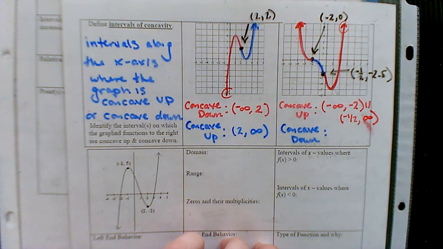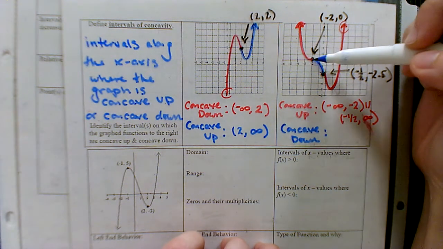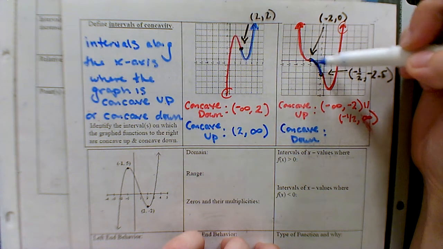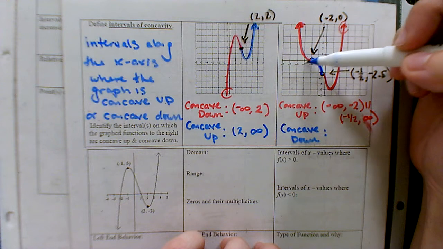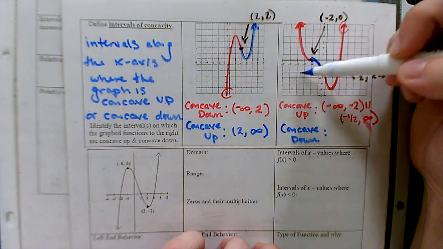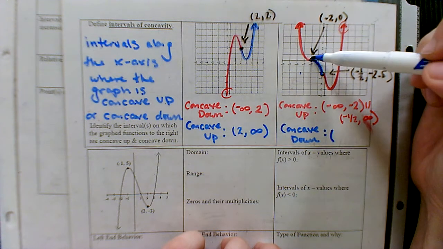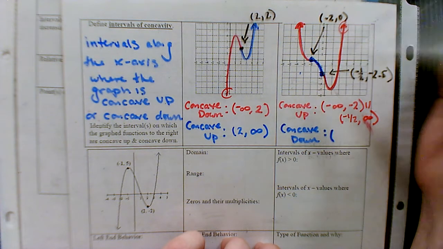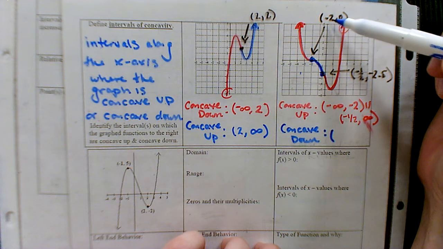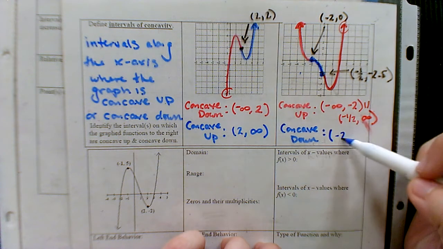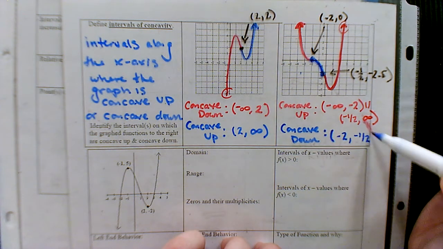All right, so we do have this other middle section. Notice how it looks upside down, because if you were to continue the other side, it would be that upside down parabola shape. So that would be our concave down section. Looks like we go from point of inflection to point of inflection, which would be interval-wise -2 to -1/2.